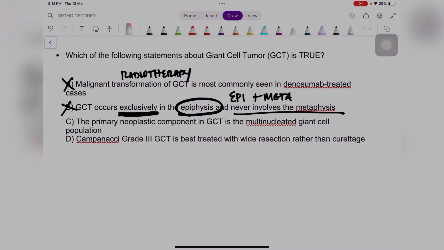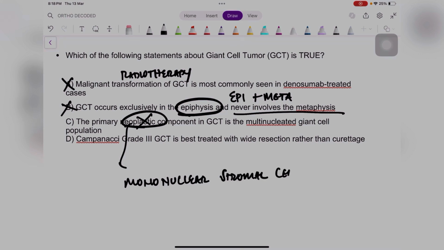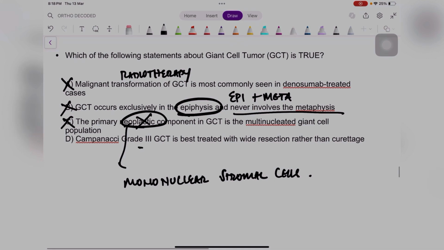The primary neoplastic component of GCT is the multinucleated giant cell population. This option is also wrong as the neoplastic component here is the mononuclear stromal cells. So this option is also wrong. So grade 3 is best treated with wide resection rather than curettage is your correct option.